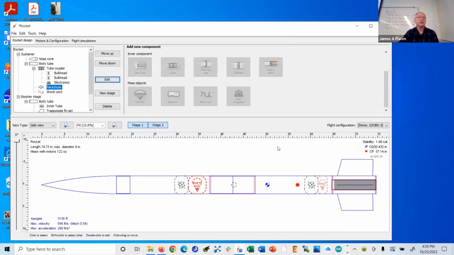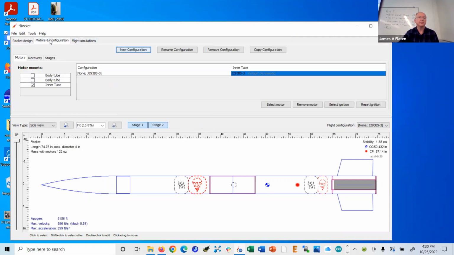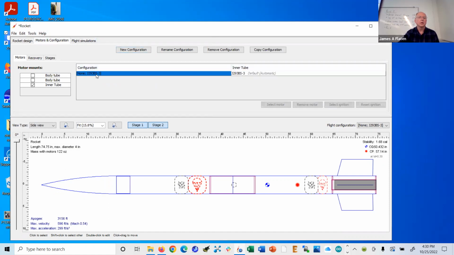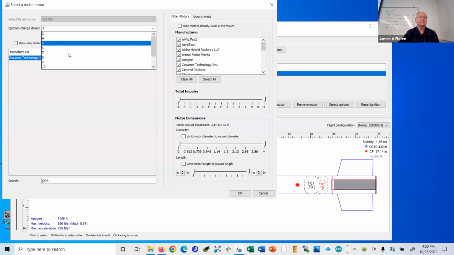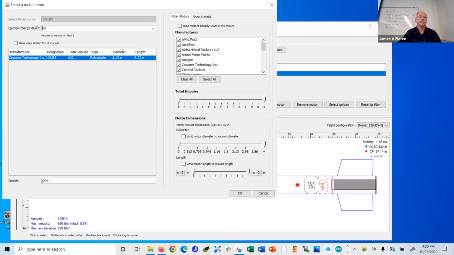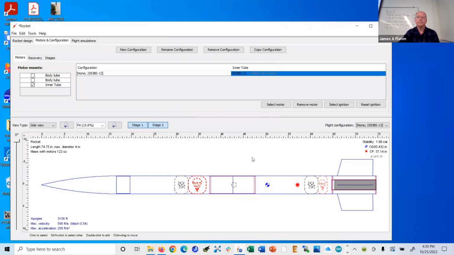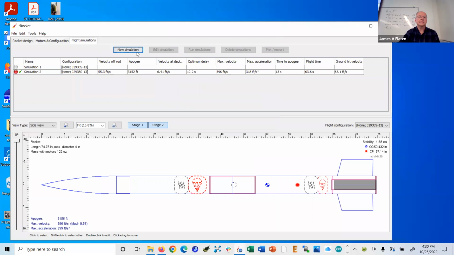And then this particular motor, if I go back to motor configuration and take a look at this motor, it says ejection charge delay 3. That's silly. This is a 13 motor. I'm just going to type 13. On the other hand, I'm not actually having it make use of that value. So here we go. Let me try simulating this again.